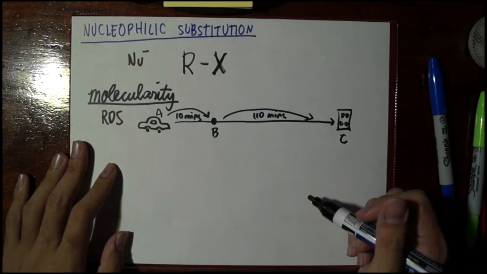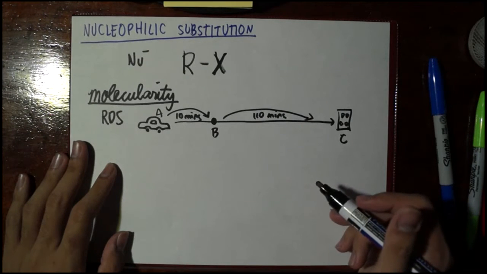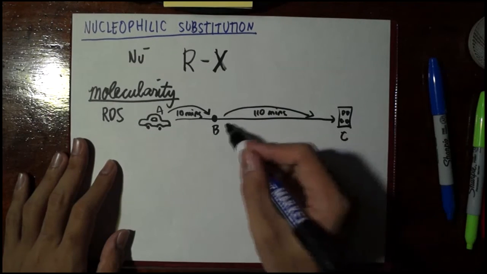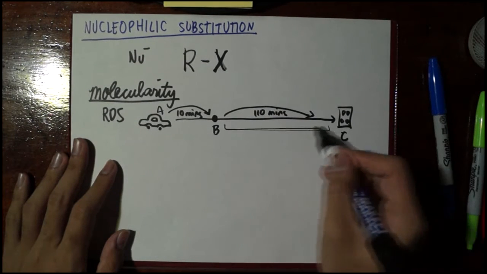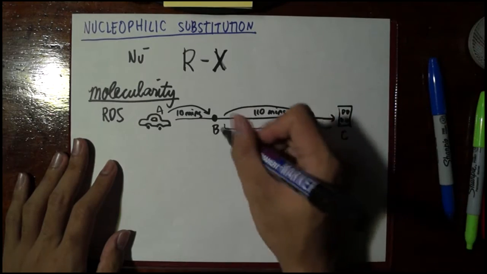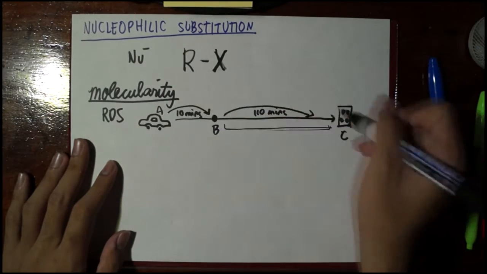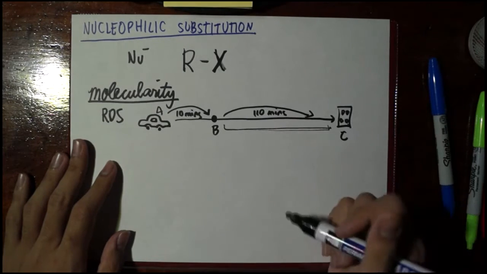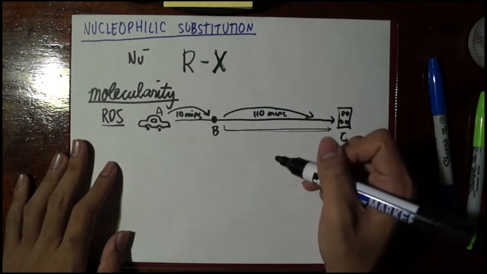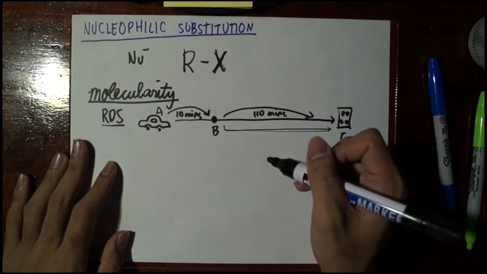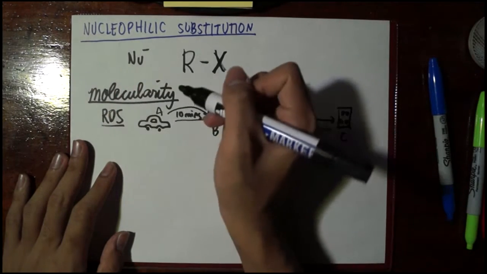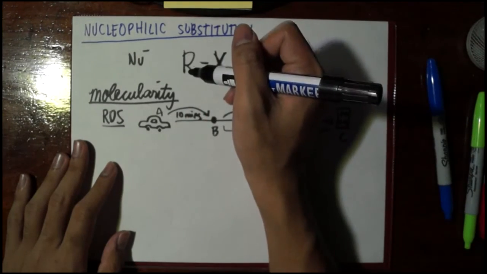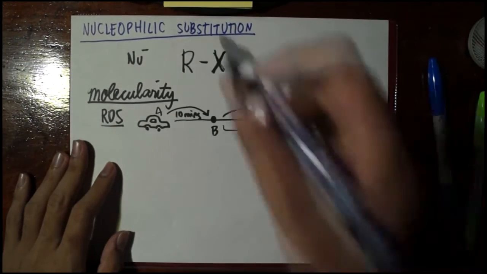If I have traffic there, then most likely it would take me much longer to get from point A to point C. So we say that this part here is the one which limits, or the one which dictates, how long it would take me to get from this point to this point. The same here. The rate determining step is the part of the reaction which would dictate how long the reaction would last.